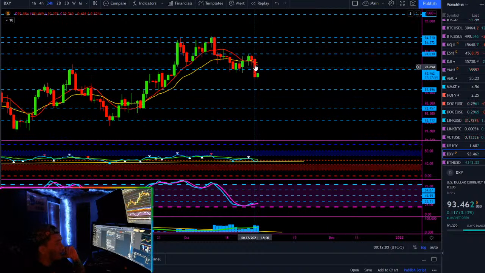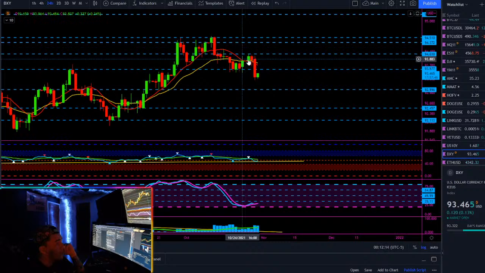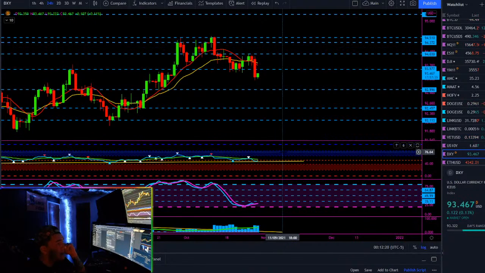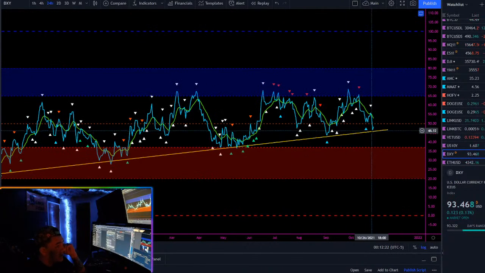So we have a nice break below the 21 exponential, and look at that. We have a potential warning shot fired here. Warning shot has been fired with that first closure, that first break of the 21 exponential, forcing it to a negative slope here. Not only that, but confirming a new low below this low here. Boom. Now we see RSI back down to that diagonal trend line.